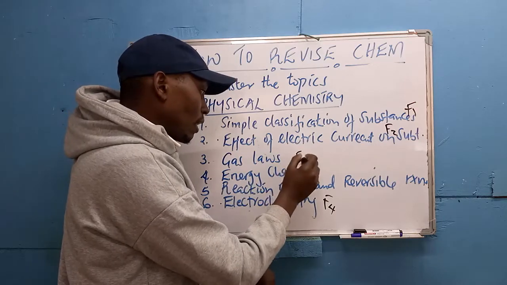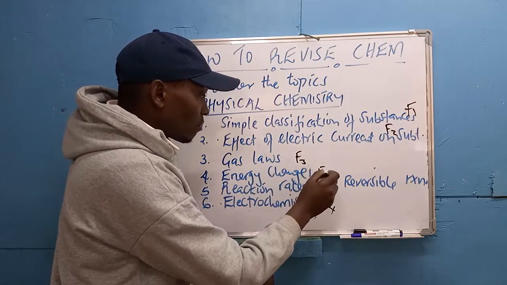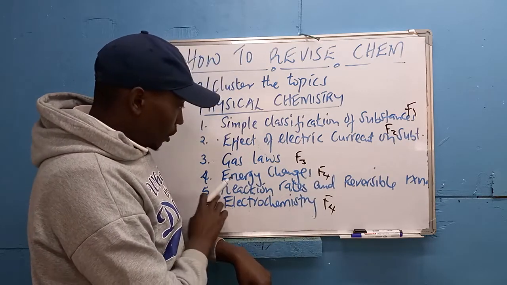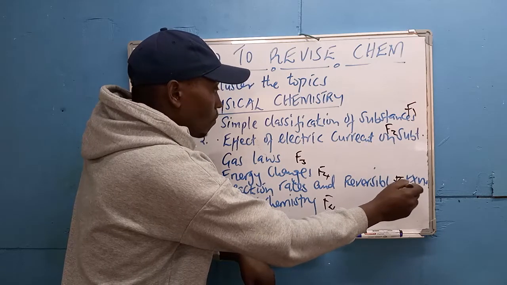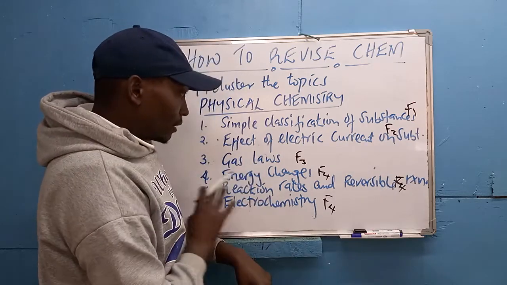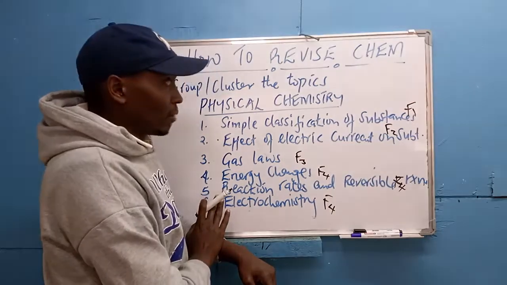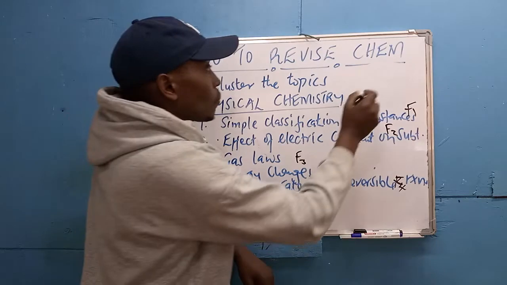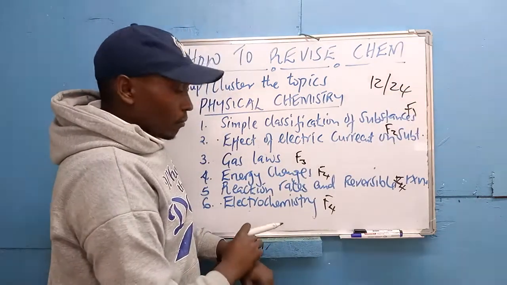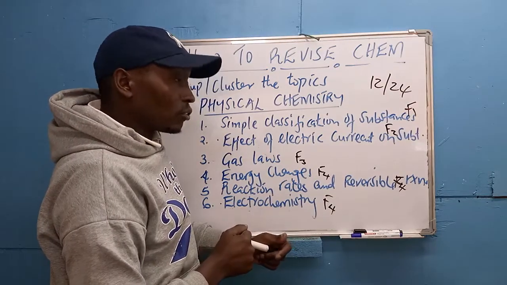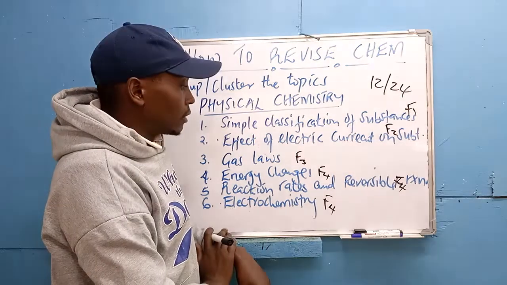Gas laws. Now it's Form 3. Gas laws, physical chemistry. Energy changes in Form 4, physical chemistry. Then rates of reaction and reversible reactions, again Form 4. So all these topics, 6 topics. Remember, we already had 6 topics under the first category, elemental topics. Now we have 6. We are talking about 12 out of 24, and that means we are half into the 24 topics of high school. This is category number 2.